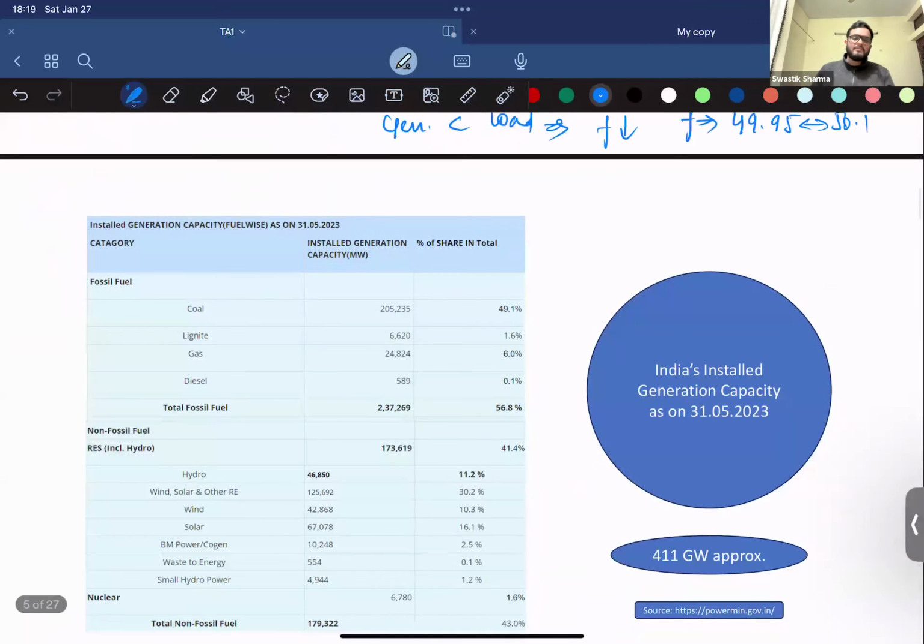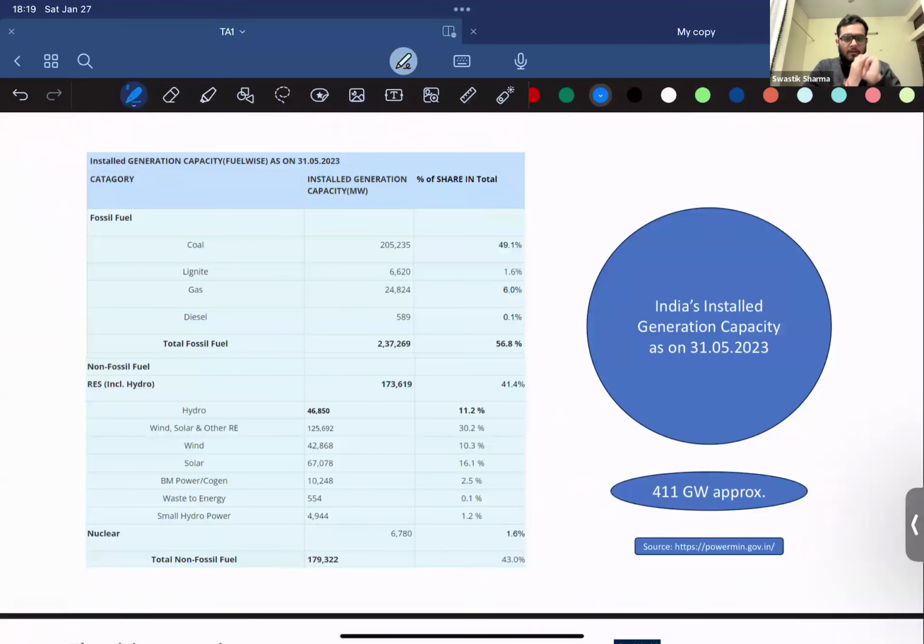In the first slide, you must have seen that the data was a bit old. It was 2016 to 2017 data. So for your reference, I have added the installed generation capacity as on 31st May 2023. As you can see, we still have 56.8% of power being generated from fossil fuels.